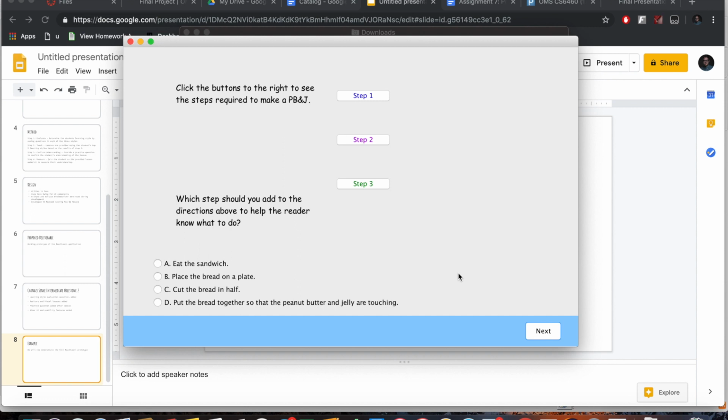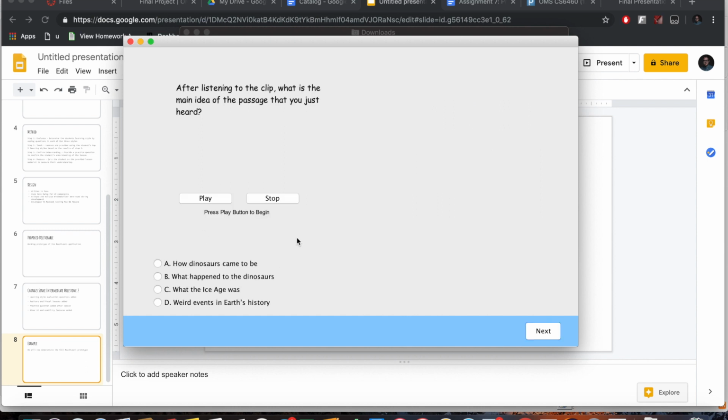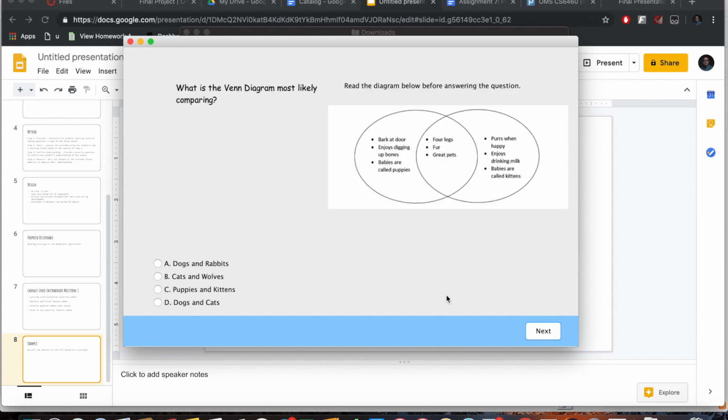And now we've got another kinesthetic question where the student should click each of the buttons to see the steps required to make a PB&J, and then they'll have to answer the question here. And then here we have a third auditory question, and then we've got visual again. This is a Venn diagram, and they're supposed to select the answer of what the Venn diagram is most likely comparing.